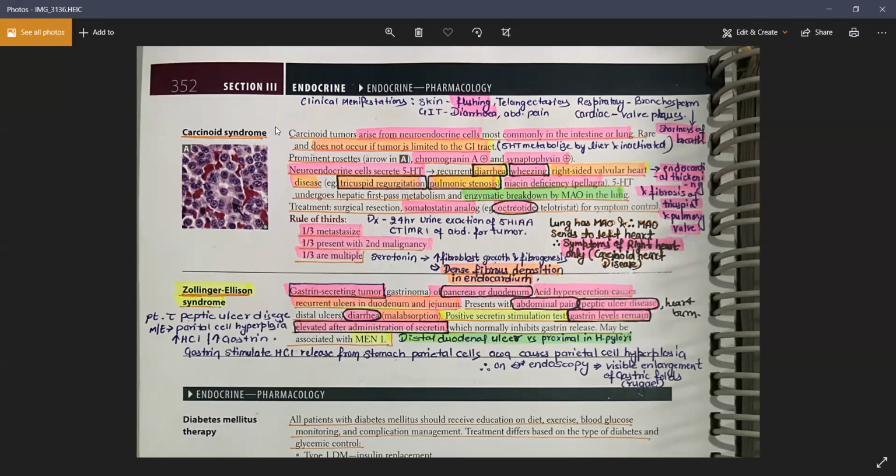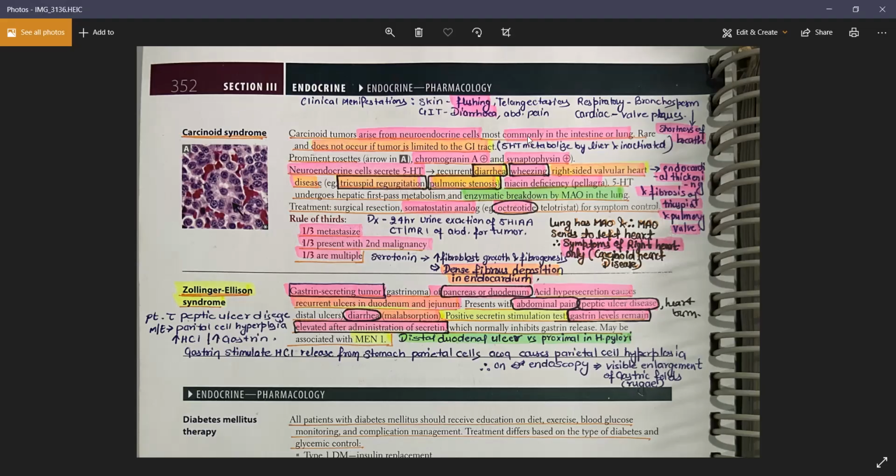Okay, now comes the carcinoid tumors, which are another example of neuroendocrine tumors. The carcinoid tumors are mainly from the lungs and from the intestine. These are very rare tumors. And the symptoms of the carcinoid tumor do not occur if it is limited to the GI tract only. Very important. If the tumor is limited to the GI tract, then the symptoms of this tumor won't occur, right?